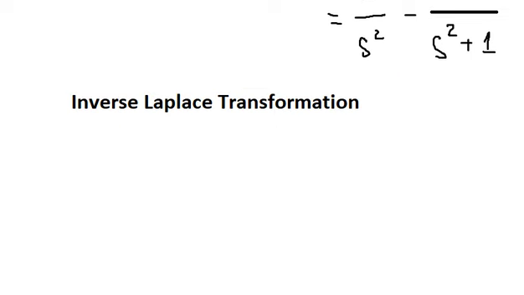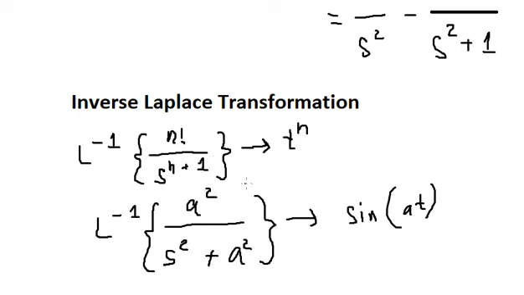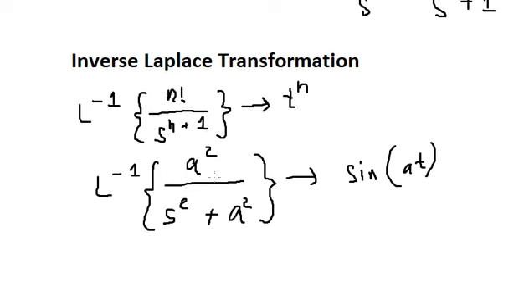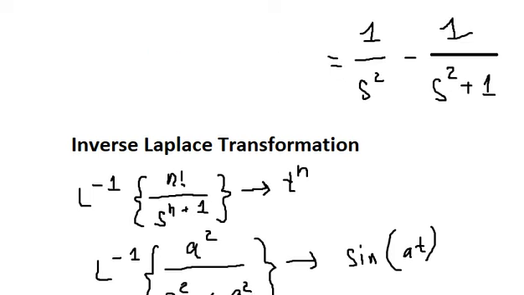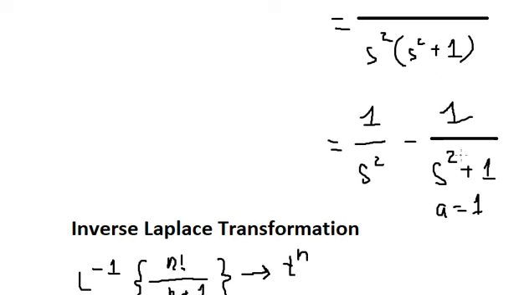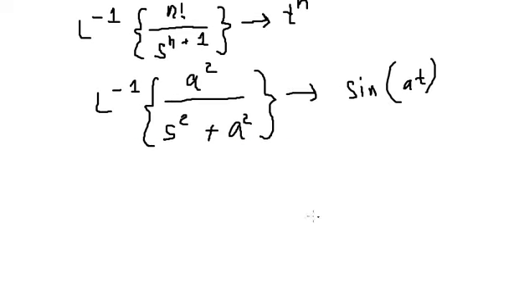Now we have the formula in here. So here is the formula we need to find. If we look carefully at this one, we have 1 over s squared. That means n equals 1, so we have t in here. This one we have a over s squared plus a squared. In this situation, a equals 1 because 1 squared equals 1. So that means this one we have sin t, and now we have the final answer.